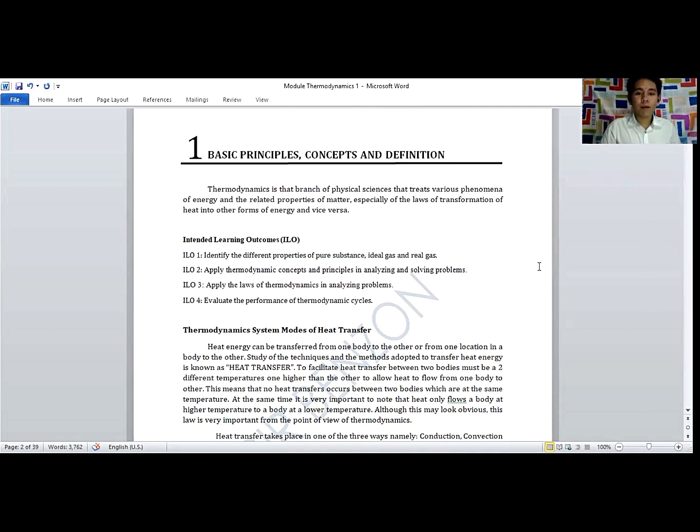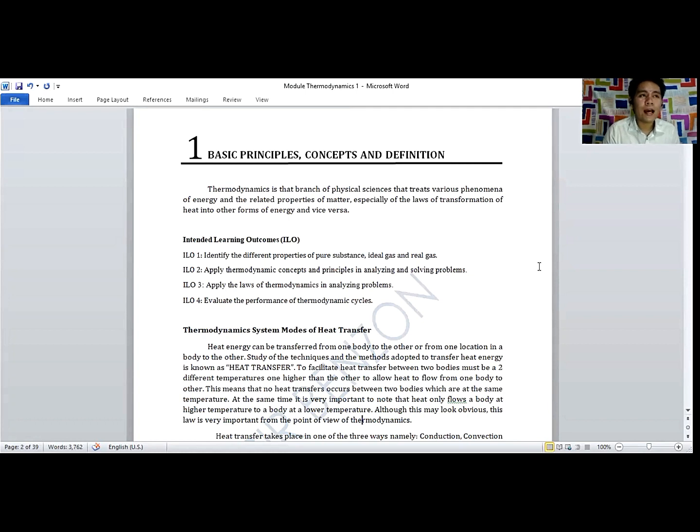Our first topic is the basic principle, concepts, and definitions of thermodynamics. Thermodynamics is that branch of physical science that treats various phenomena of energy and related properties of matter, especially the laws of transformation of heat into other forms of energy and vice versa. So we see thermodynamics also deals with energy-related concepts within a matter, like mechanical energy, chemical energy, heat energy, and other kinds of energy on a matter.